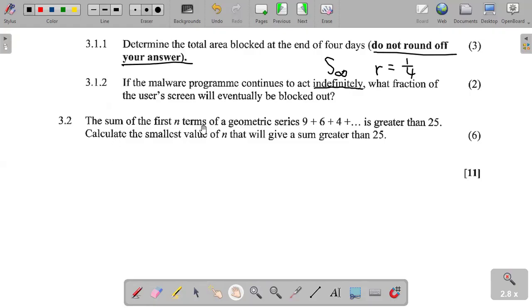The sum of the first n terms of a geometric series 9, 6, 4, 9 plus 6 plus 4 is greater than 25. Calculate the smallest value of n that will give a sum greater than 25.